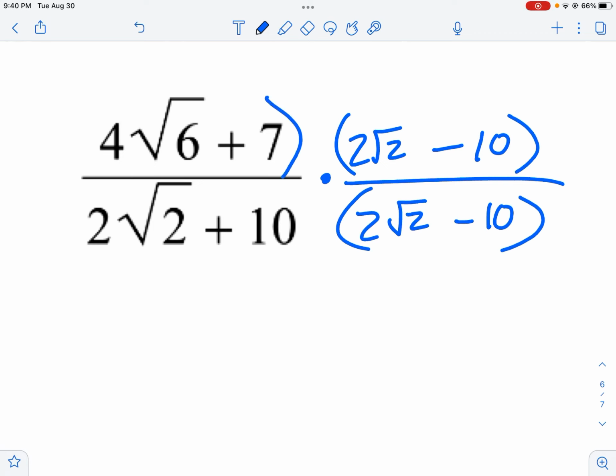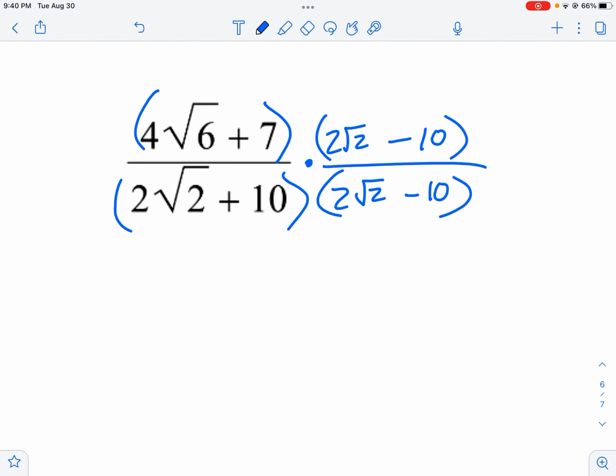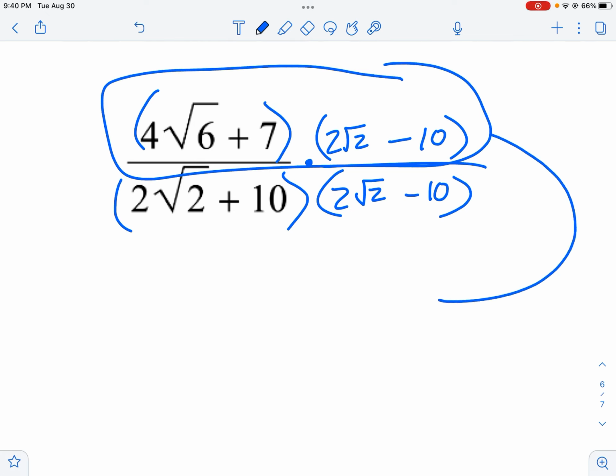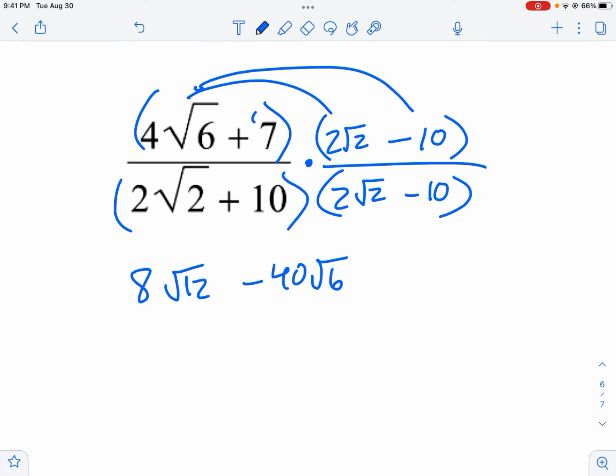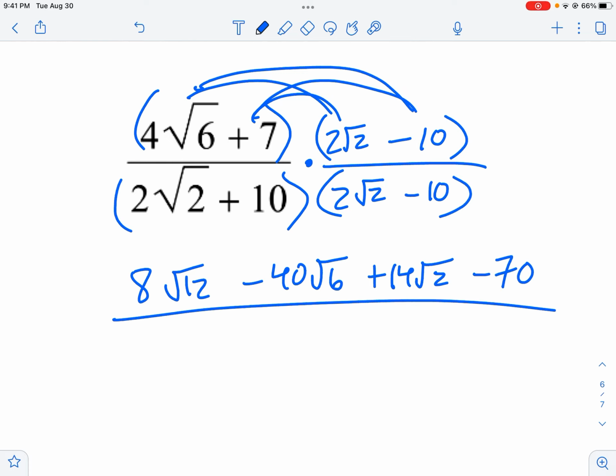And we have all these parentheses. There is a lot going on here. And so I'm going to take this top part and put it here instead of working horizontally. I'm going to work vertically. But we need to distribute. So first part here, we got 8 root 12. And then we're going to get minus 40 root 6. And then that'll be 14 root 2. And that part will be minus 70. There's the entire top. Ugh.